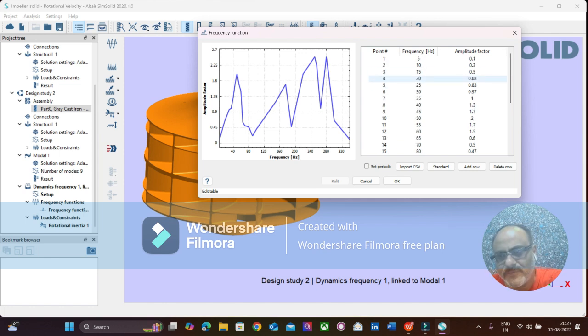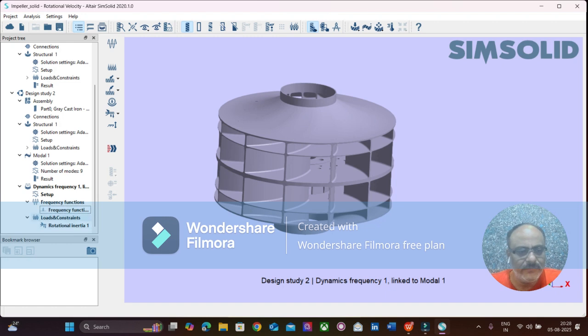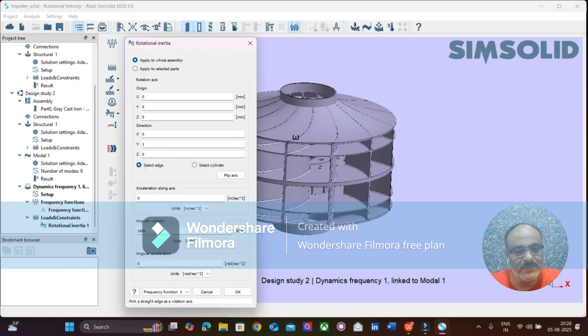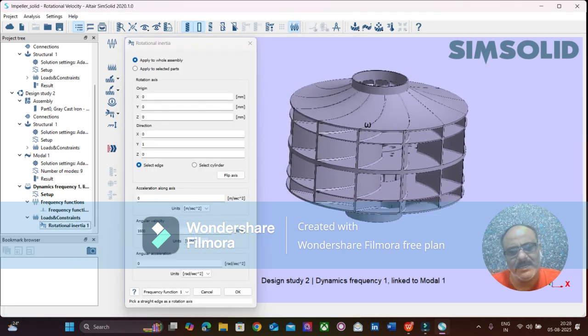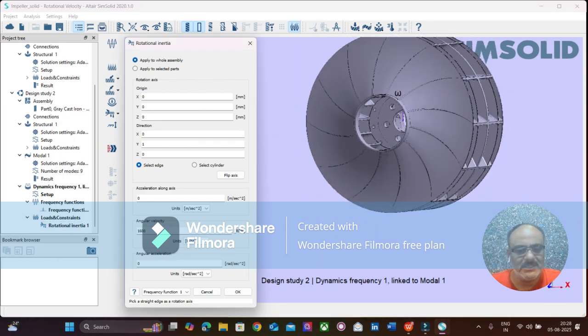So here there is an amplitude factor, and based on this amplitude we are creating a function. This is the frequency function that we have given, and now we have to give an excitation. That means there should be an external load induced onto the structure. This external load is nothing but a rotational velocity of say 800 rpm. So there is a rotational inertia which we have given. You will find omega here, acting at the center of the impeller, and that's going to be about 1600 rpm. So now what we can do is we can reduce it.